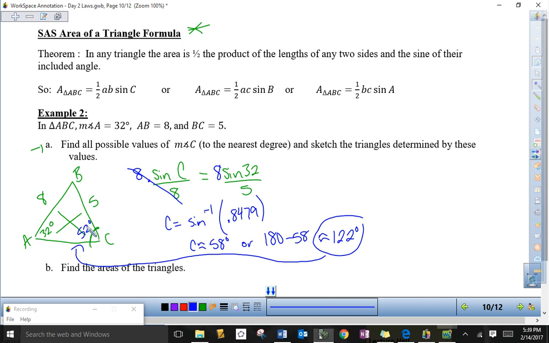If I have 122 here, and one of my angles is 32, I just have to make sure I still have room for another angle. If I take 32 plus 122, I'm at 154. There's still room left in the 180 degrees to get to my third angle for my triangle. So there is another triangle that exists, and it says sketch it. So A, B, C here. If you notice, I tried to get an obtuse angle there instead.